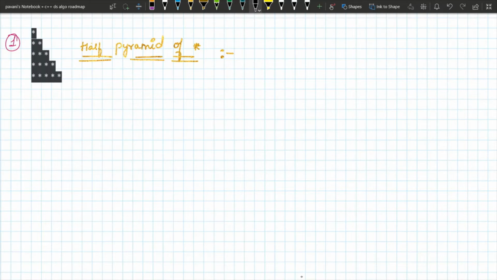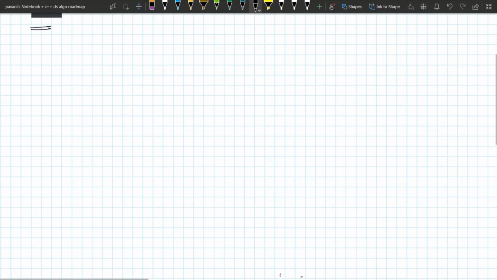Hey guys, today we are going to start with patterns. Here on the screen you have a good pattern, known as a half pyramid of asterisks. These are asterisks, or you can call them stars. Look at this. I'll draw the diagram again over here.